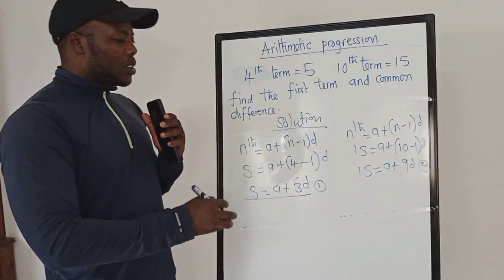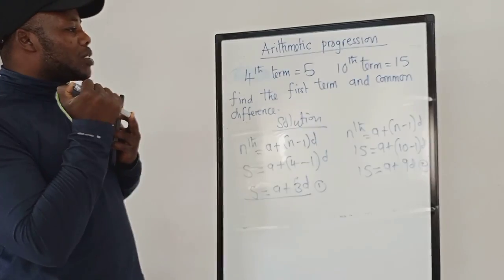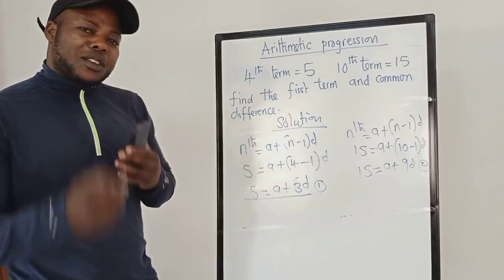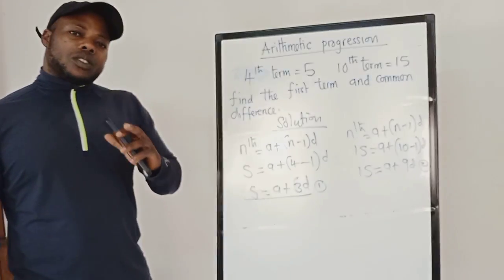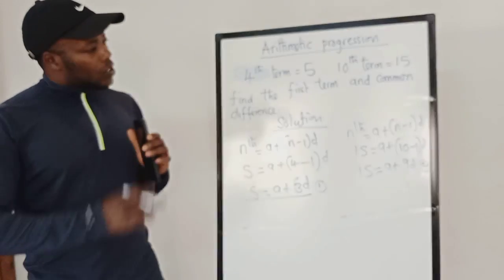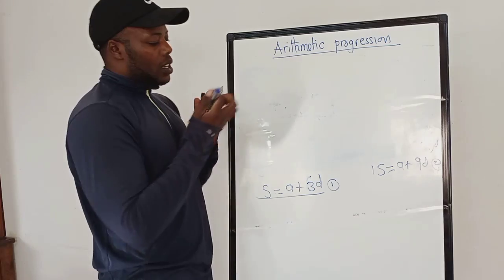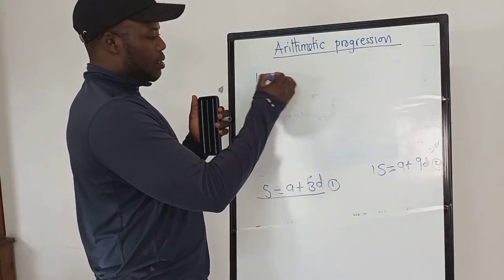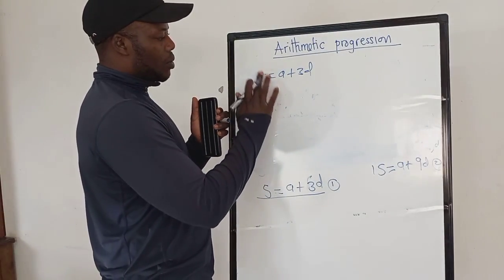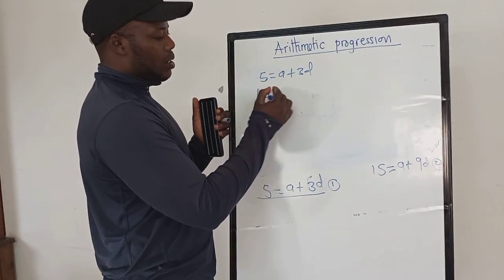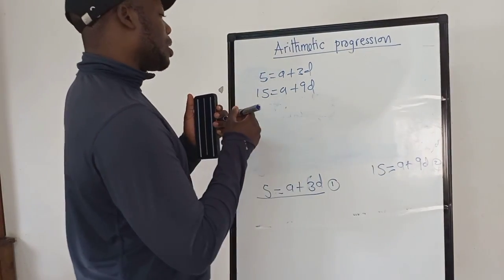So once we reach this point, we can solve these two equations simultaneously, okay? If you don't know how to solve simultaneous equations, you just have to know how to solve them. So check on my videos. I think I did a video on how to solve simultaneous equations. So we've got these two equations that we are solving simultaneously. So we have 5 is equal to A plus 3d, sorry, this is 5, not 15, 5. Here it's 15 is equal to A plus 9d, and we need to solve these two equations simultaneously.